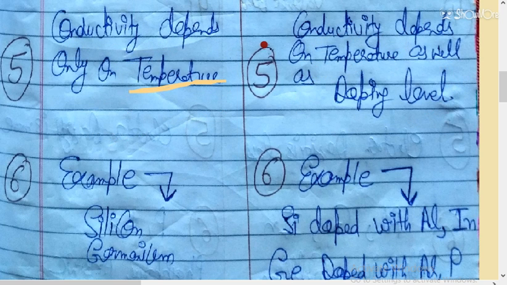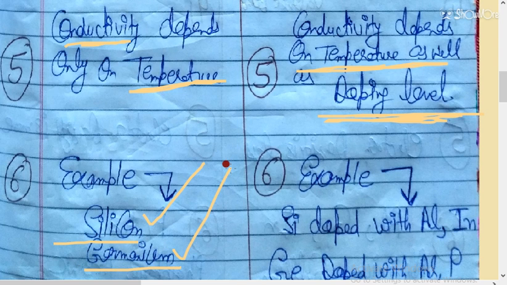In this case conductivity is depending on the temperature only. In this case conductivity is depending on the temperature as well as doping level also. More will be the doping level, doping जितनी ज़्यादा होगी उतनी ज़्यादा conductivity होगी. So intrinsic example you can see silicon and germanium. These are the two examples of intrinsic type semiconductor.